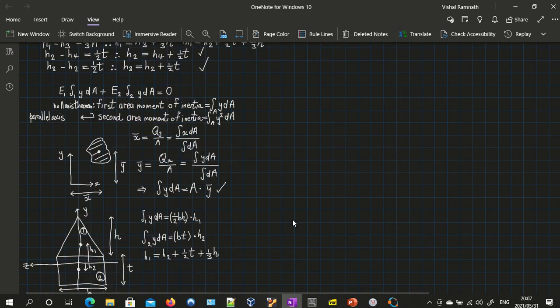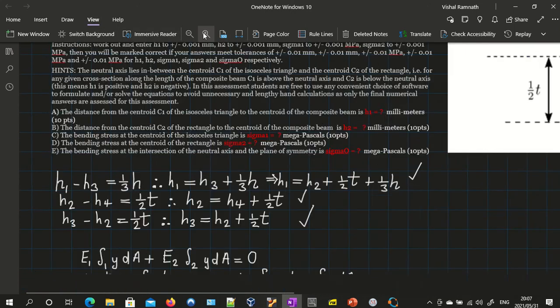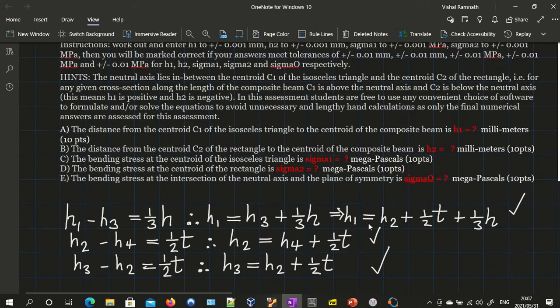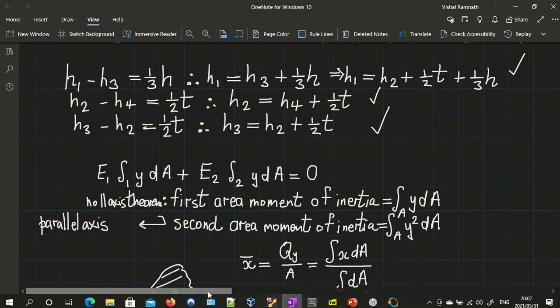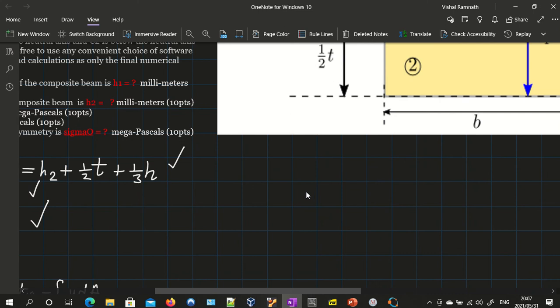Next, we want to work out the bending stresses. How do we work out the bending stresses? Okay, let's do it like this. Okay, let's remember the definition of a bending stress.